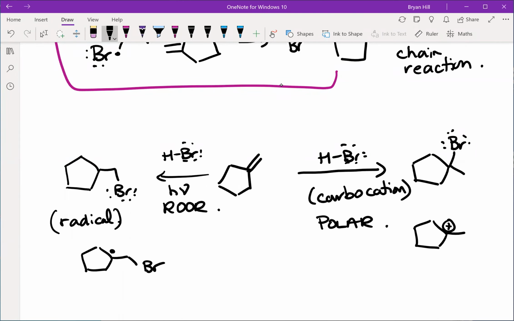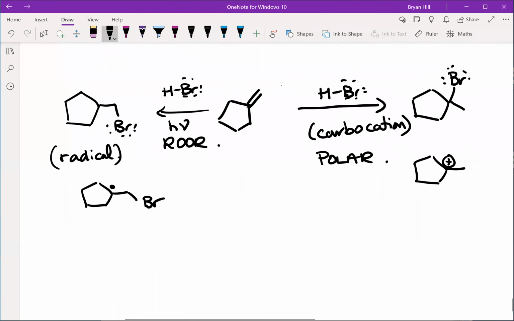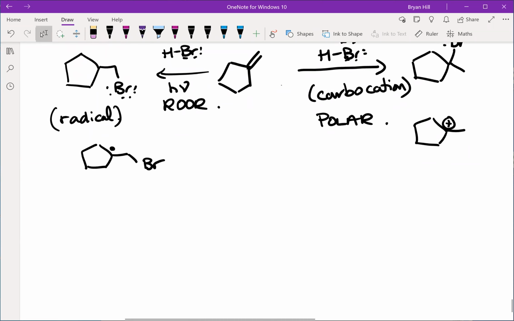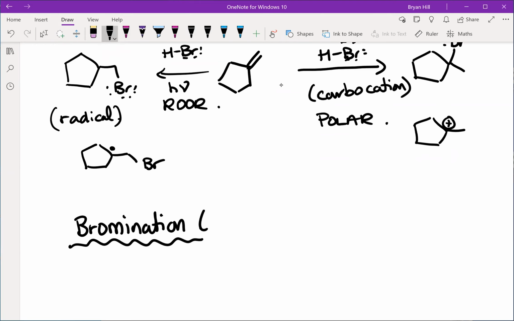Now, radical chemistry is actually, you can do some really interesting things here. And I want to show you just two other reactions that are quite helpful. The first is what we call a bromination reaction. Radical, I guess I'll put in brackets.